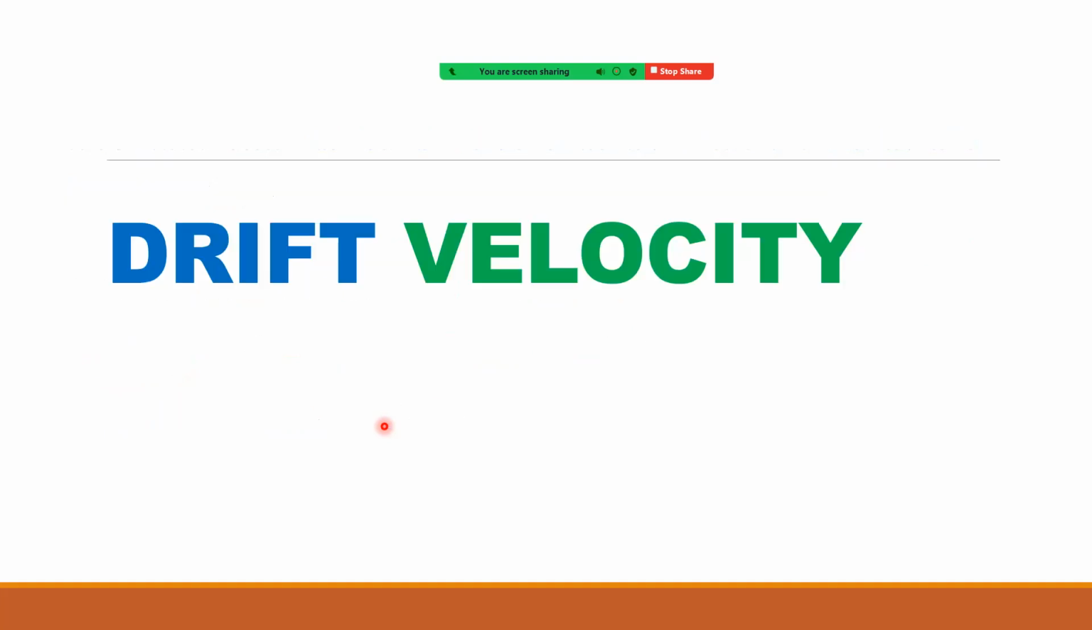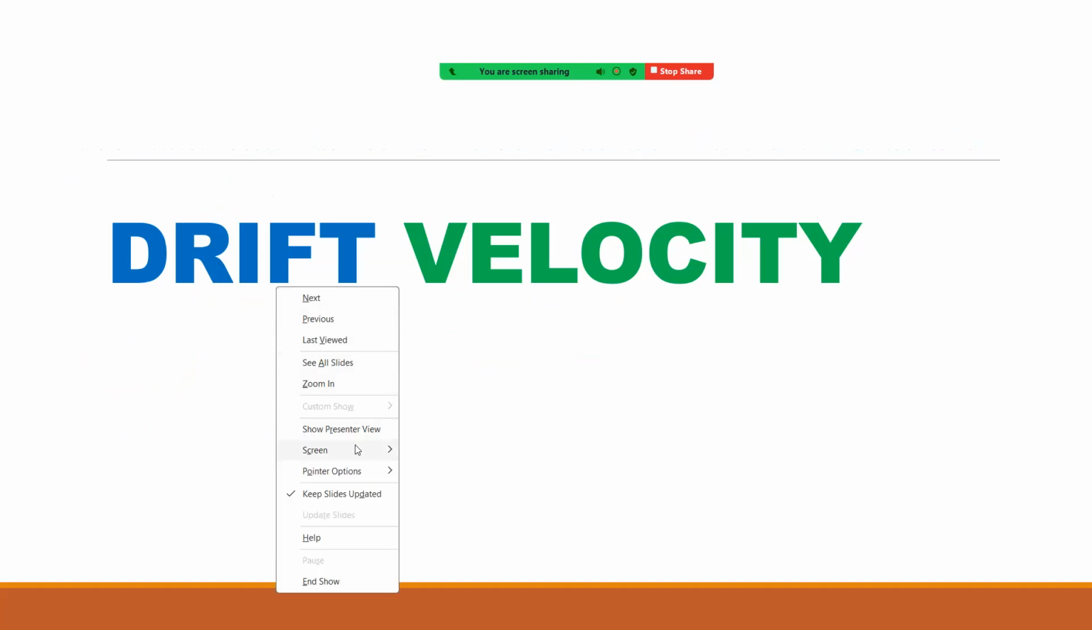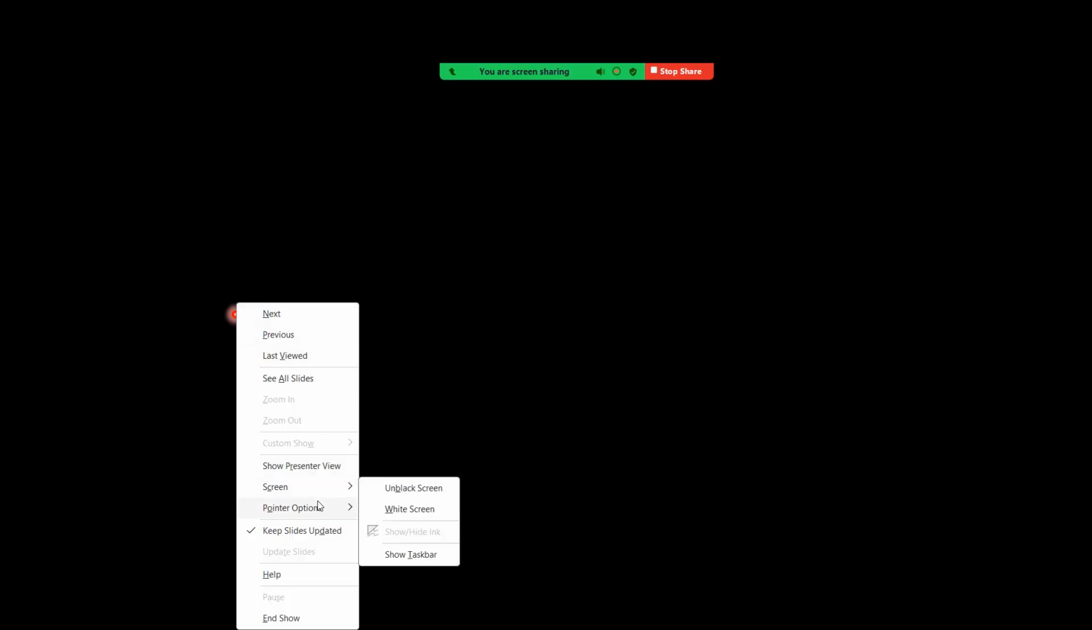Next one, drift velocity. Let us see what it means. We have discussed that in electrostatics, inside a conductor, the field is zero. The reason is that if a field is not zero, an electric force acts on electrons and because of that force they will move. But we have discussed that they are not moving. That's why the electric field must be zero.